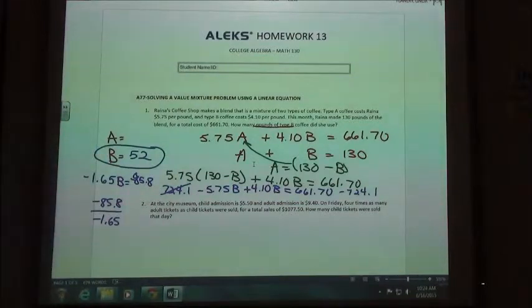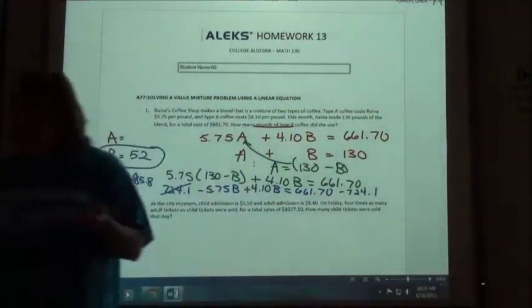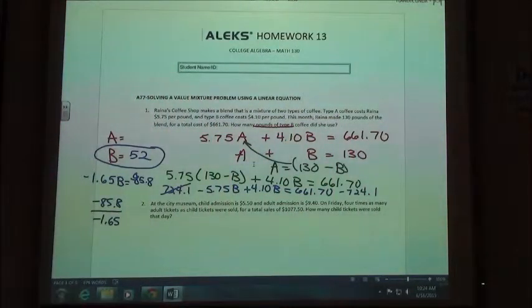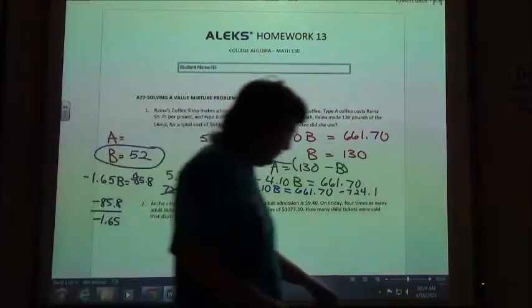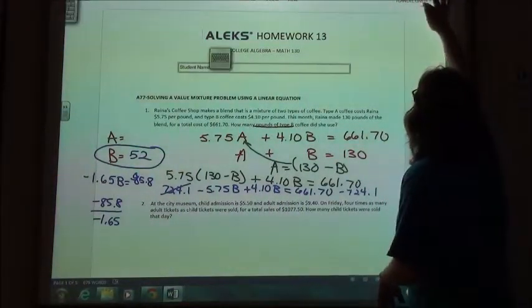So B is going to be 52 pounds, right? Well, that would make sense that it should be less than the 130. If it was more than 130, we know something was crazy because we only had 130 pounds total. B is 52. So that is if you do it by the substitution method.